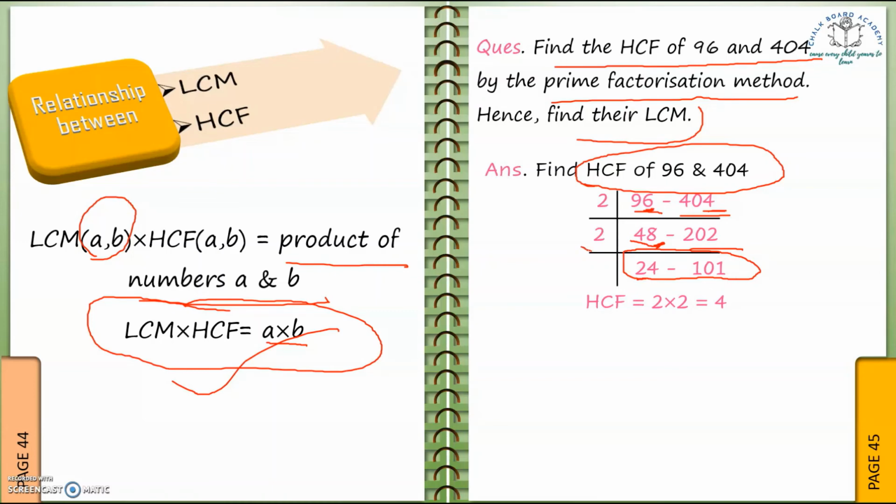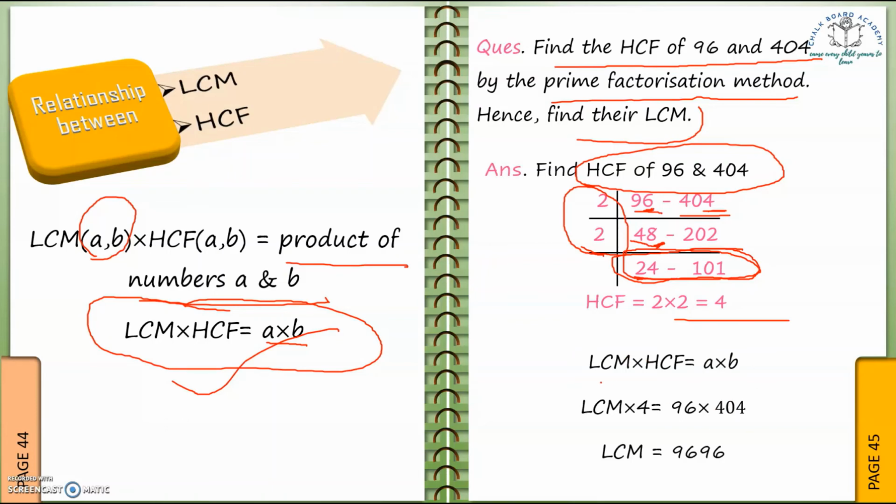So we have HCF, which is the highest common factor, that is 2 into 2. So we got the answer 4. Now to find the LCM, we can multiply this 4 with this 24 into 101, or we can do it by using LCM into HCF is equal to A into B. So LCM into 4 is equal to 96 into 104.